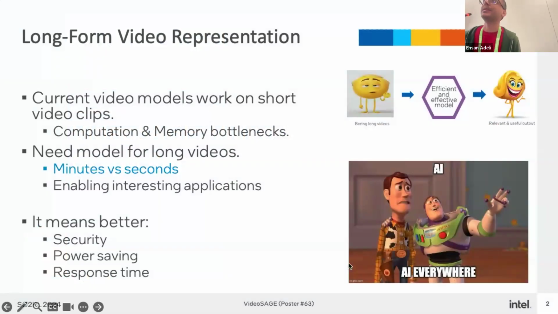AI everywhere is like the new Intel mantra, and that's me as a software developer talking to researchers at Intel Labs. So to really have AI everywhere, we need to have more efficient and yet more effective models that can be run on our mobile devices and laptops. And the problem is that in general, current video models work on short video clips, due to computational memory bottlenecks, right? So we need to have models that can be run on longer videos, or at least that can be run on the same videos but faster.